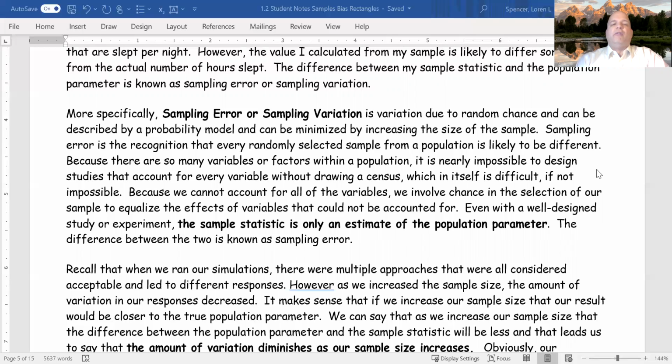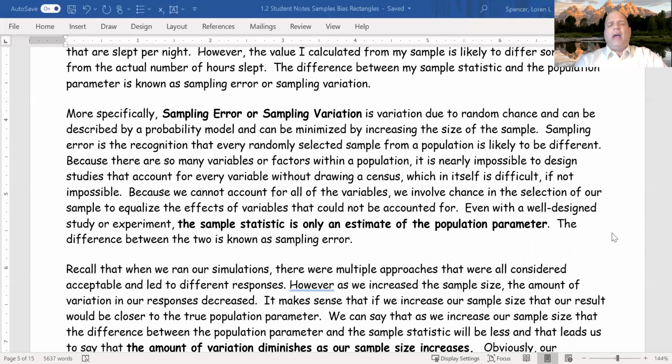Because we cannot account for all the variables, we involve chance in the selection of our sample to equalize the effects of variables that cannot be accounted for. Even with a well-designed study or experiment, the sample statistic is only an estimate of the population parameter. All right, the sample statistic is only an estimate of the population parameter. The difference between that estimate and the actual value is known as sampling error.